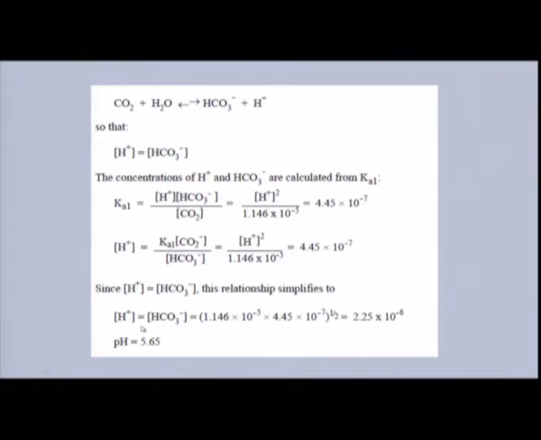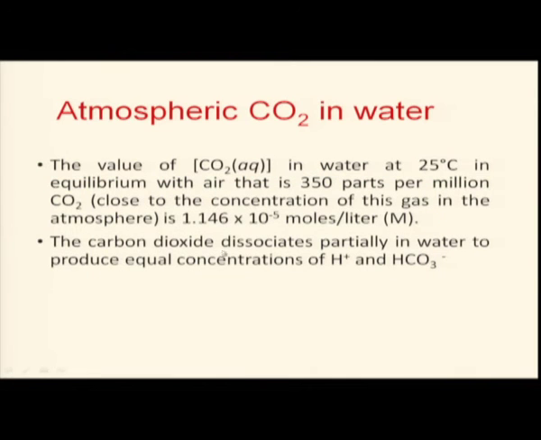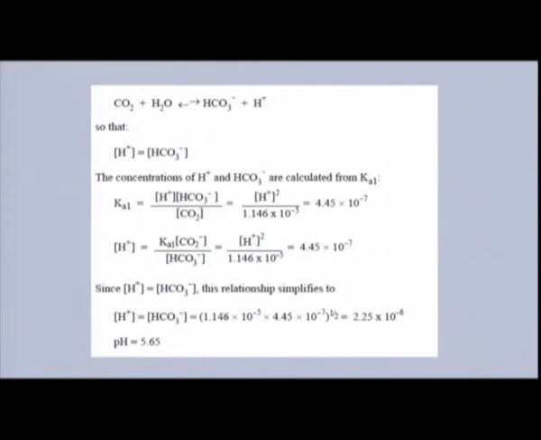If you put the above concentration in these equilibrium equations, with this pKa 1 and pKa 2, and work out the value, it comes to the result that 350 ppm carbon dioxide will provide a pH value of 5.65. Okay. That is what we discussed earlier during acid rain also.